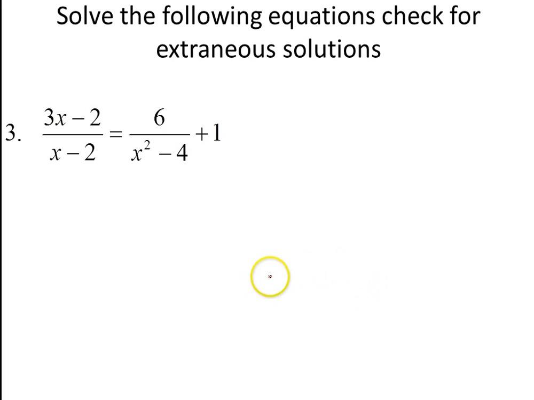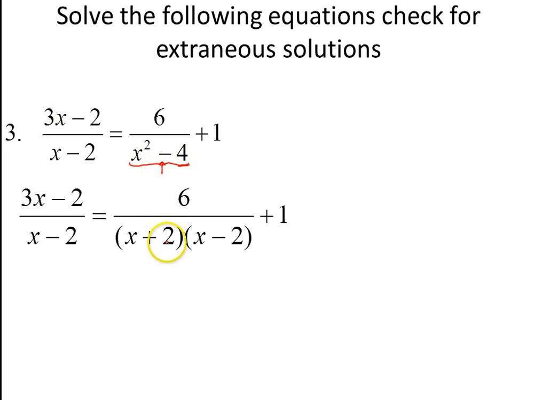Now, the next one's a little bit harder. This one, we have to do that step 1 that we haven't done yet. We have to factor, okay? And I can't factor anything on the top. I can't factor x minus 2, but I can factor x squared minus 4. So I need to do that first. X squared minus 4, remember there's no middle term. 4 is a perfect square. So this splits up into x plus 2 and x minus 2. So what's my common denominator on this one? I need an x minus 2 to satisfy this one.